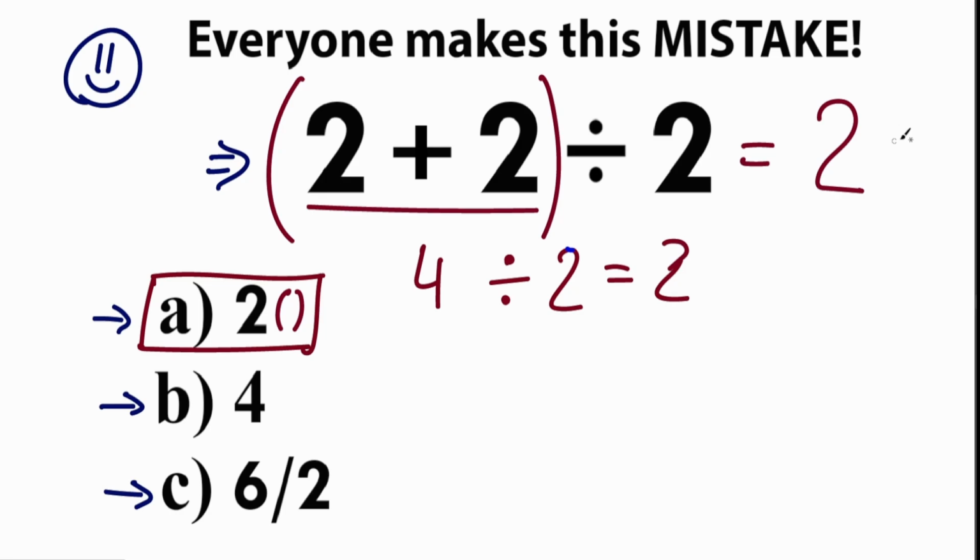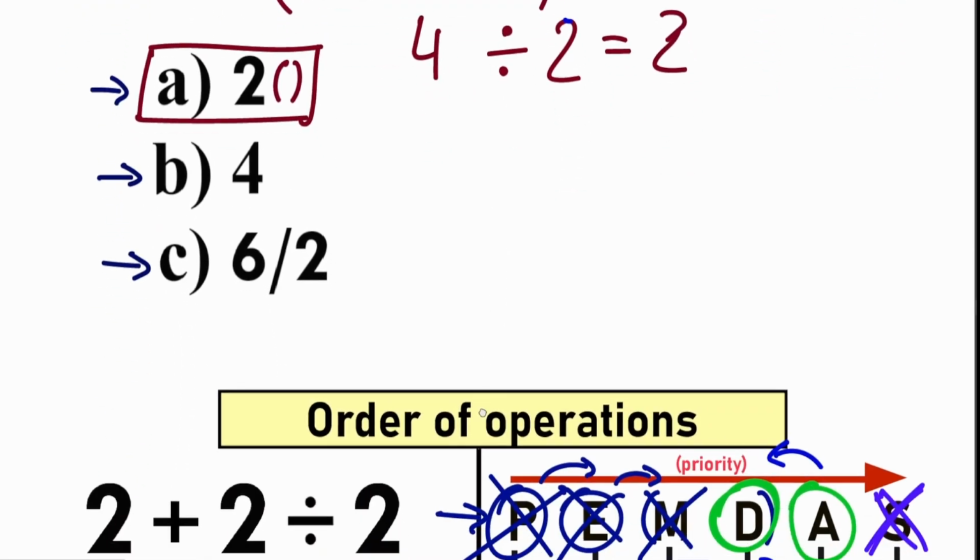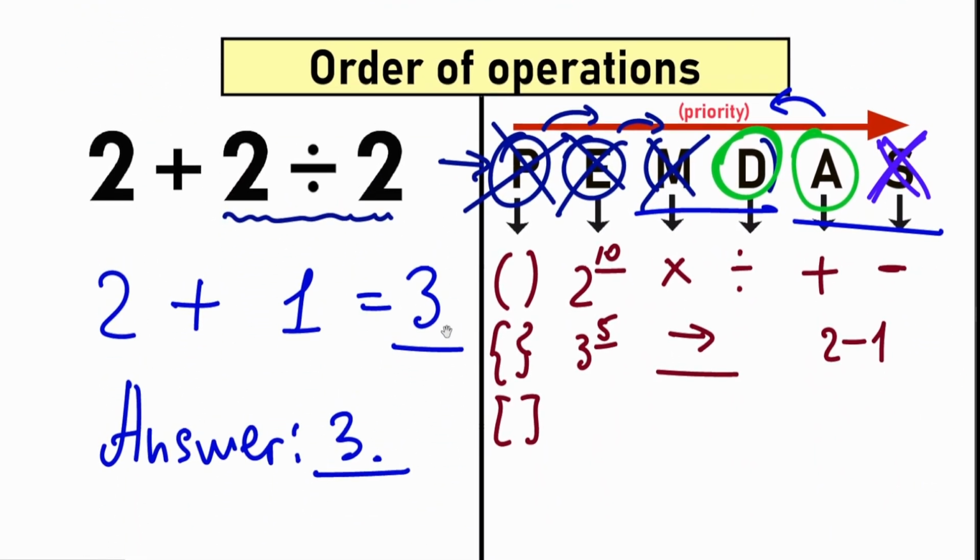With parentheses, the correct answer is 2. Here's our option A, but we don't have parentheses in our question. So the correct answer, as I told before, we solved it, we had 3. So the correct answer is 3, division first, then addition.